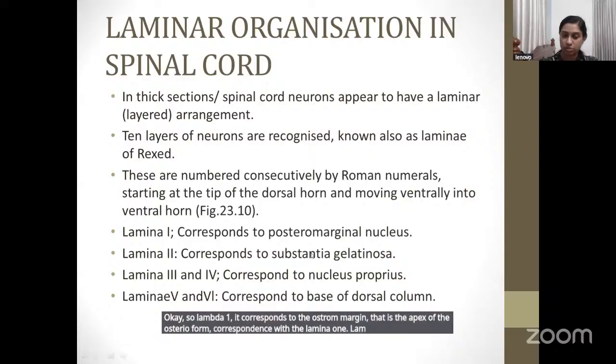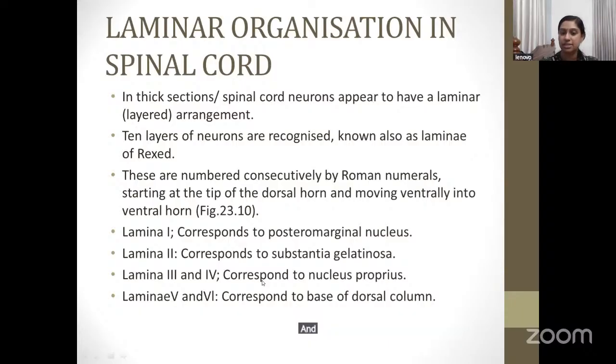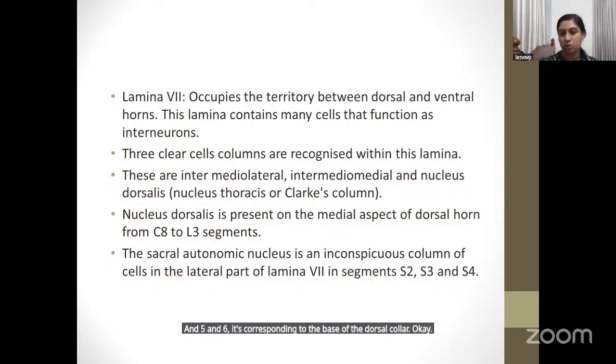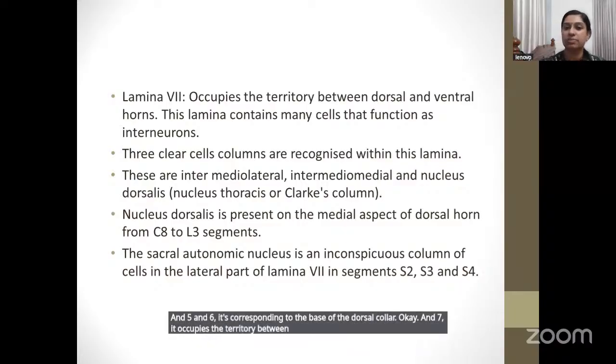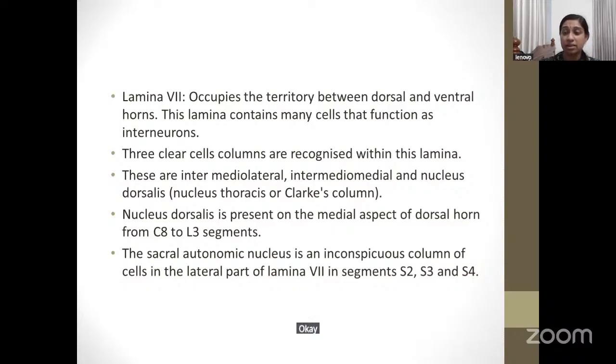Lamina 2 corresponds to substantia gelatinosa, laminae 3 and 4 correspond to nucleus proprius, and 5 and 6 correspond to the base of the dorsal column. Okay. And 7 occupies the territory between the dorsal and ventral columns. That's the lateral part. Not the lateral column, but the lateral part of the gray matter.